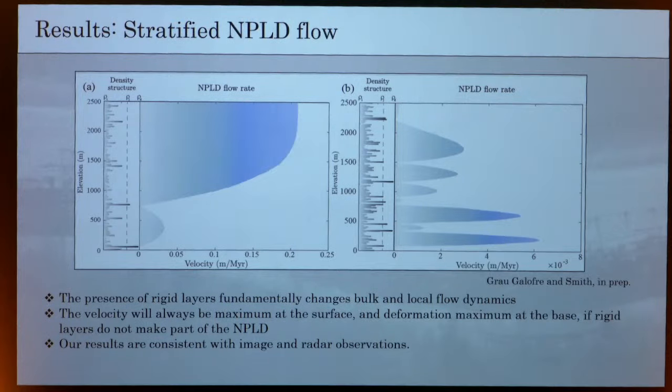So what we see in this figure here on the left of either plot is going to be the dust content, the density structure. So the lines that you see crossing that dashed line are rigid layers. And you can see that the rigid layers match places where the velocity in the NPLD goes to 0. And the whole behavior of the velocity is going to change depending on the number and the position of rigid layers.